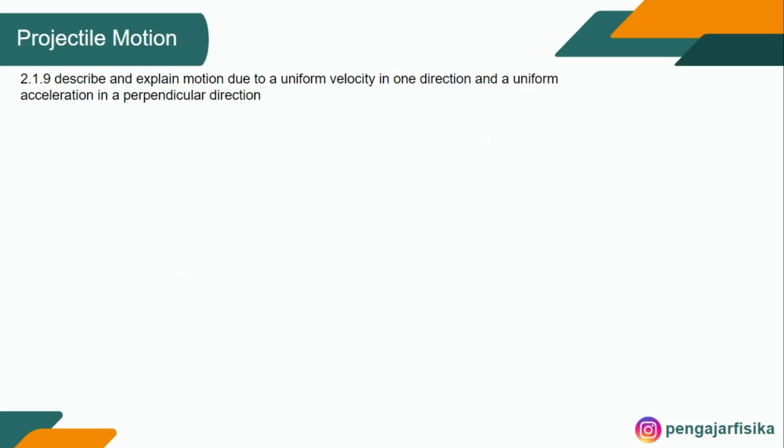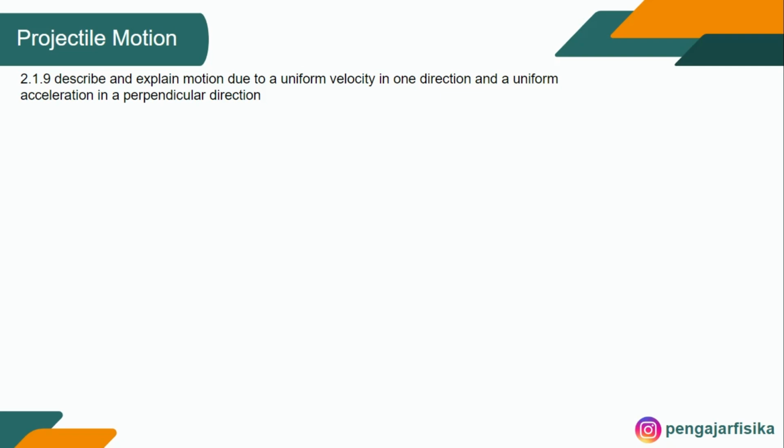The ninth learning objective is to describe and explain motion due to a uniform velocity in one direction and a uniform acceleration in a perpendicular direction. The learning objective basically discusses projectile motion. For an object launched at an angle, its motion in the horizontal direction is uniform motion. Its motion in the vertical direction is uniformly accelerated by gravity.